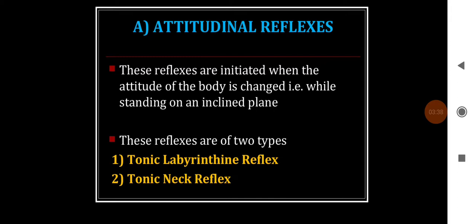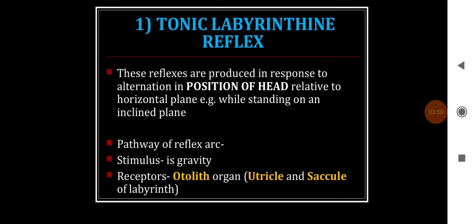Attitudinal reflexes are initiated when the attitude of the body is changed, for example, standing on an inclined plane. These reflexes can be of two types: one is the tonic labyrinthine reflex and the second is the tonic neck reflex. Tonic labyrinthine reflexes are produced in response to alteration in the position of the head relative to the horizontal plane, for example, while standing on an inclined plane.